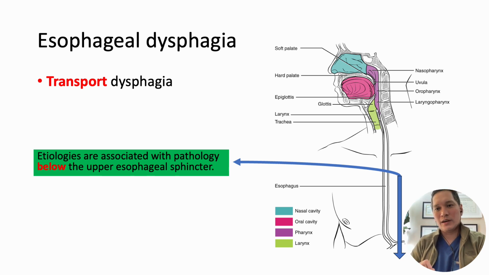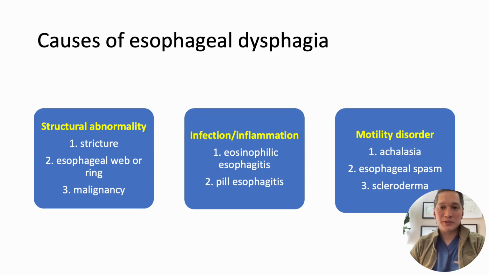The etiologies are pathology below the upper esophageal sphincter, and it usually occurs when there is discomfort in the mid to lower sternum as the food bolus moves through the esophagus. The causes of esophageal dysphagia can be organized into three different types: structural abnormality, infection or inflammation, and motility disorder. Structural abnormality includes strictures, esophageal web or ring, or malignancy. Infection or inflammation includes eosinophilic esophagitis and pill esophagitis. And motility disorder includes achalasia, esophageal spasms, and scleroderma.